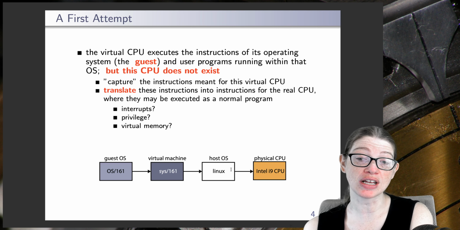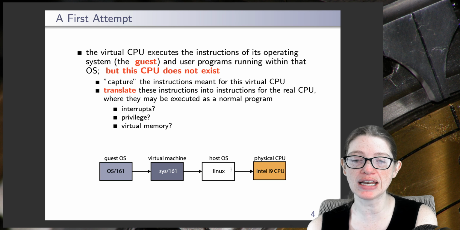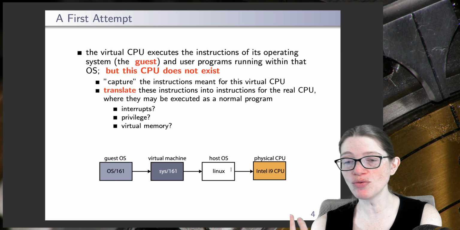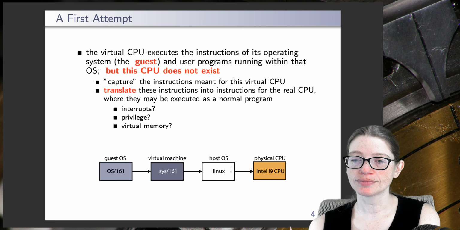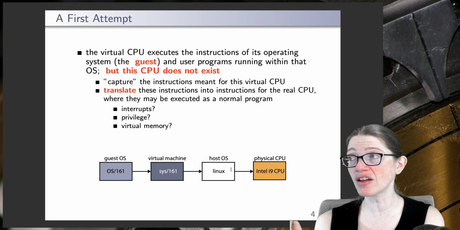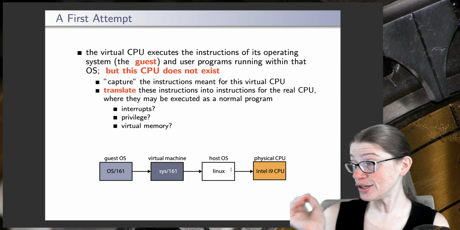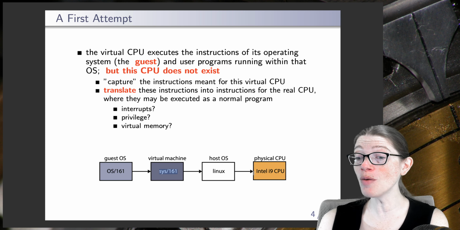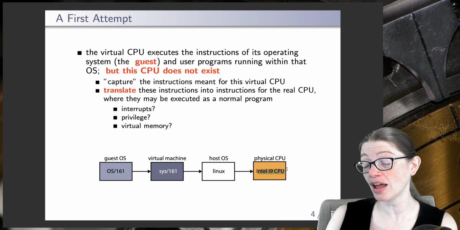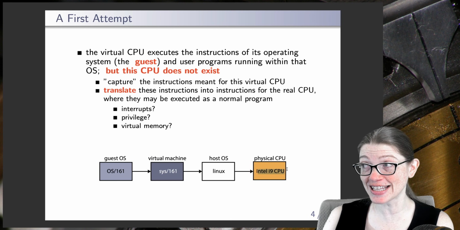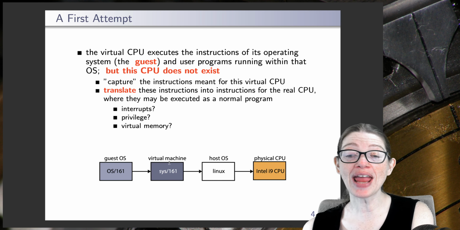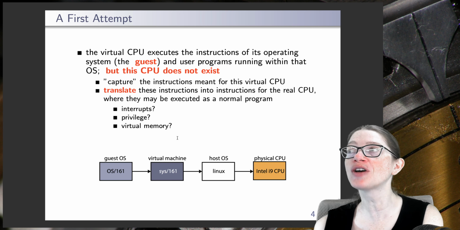Then we have some interesting questions. What happens with interrupts or privilege and virtual memory? For example, in our guest operating system, you might recall that when we acquire a spin lock, we disable interrupts. Whose interrupts are you disabling exactly? Are we disabling sys161's interrupts, or are we going to go all the way down the chain and try to disable our bare metal interrupts? Obviously, I do not want a user program trying to disable my bare metal interrupts. That would be very bad. So we have to be able to capture those things and figure out appropriate behavior.